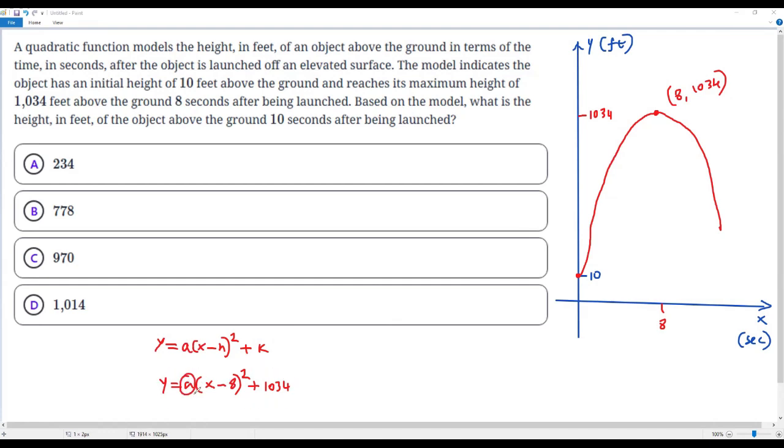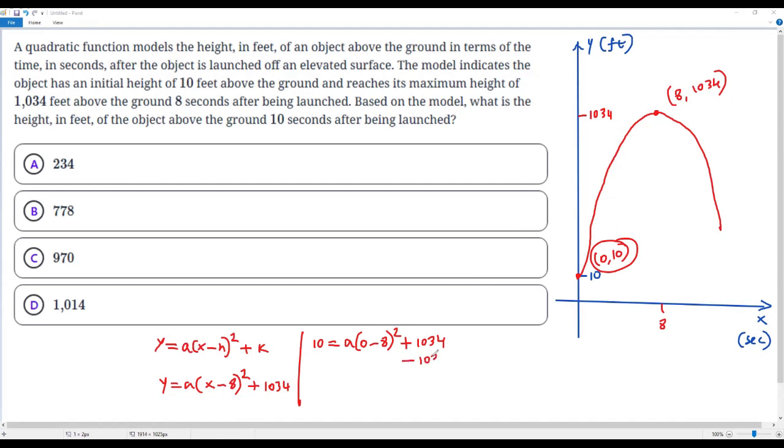To find the value of this constant, we need a point on the parabola. Let's consider this point. Actually, this is the y-intercept of the parabola because at this point the parabola intersects the y-axis. For the y-intercept, the x-coordinate is always 0 and the y-coordinate is 10. Now we can plug this point into the quadratic function to get the value of a. Let's plug in the x-coordinate 0 for x and the y-coordinate 10 for y. Then we have 10 equals a times (0 minus 8) the whole squared plus 1034.